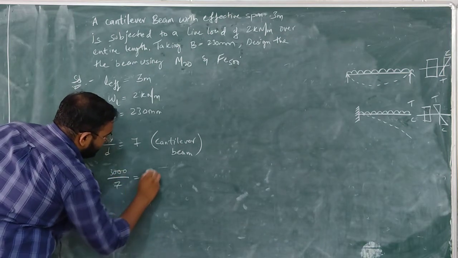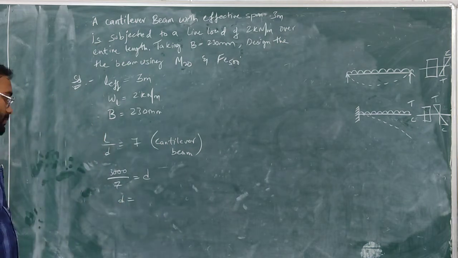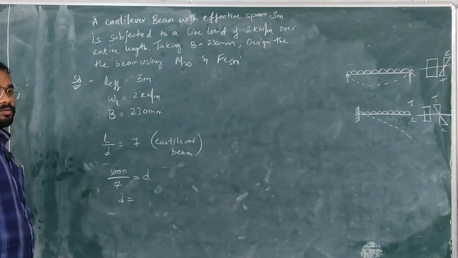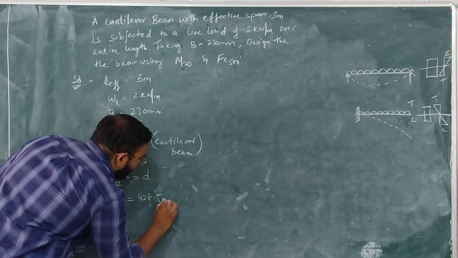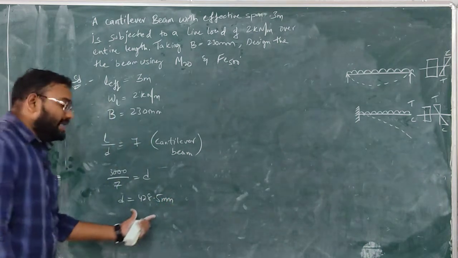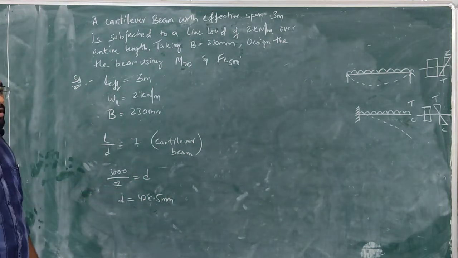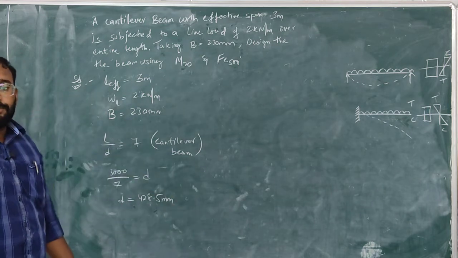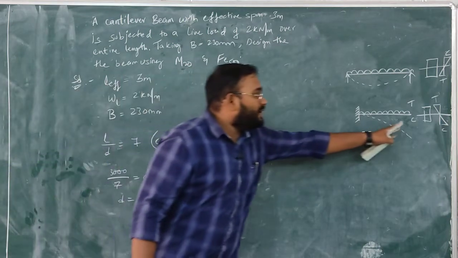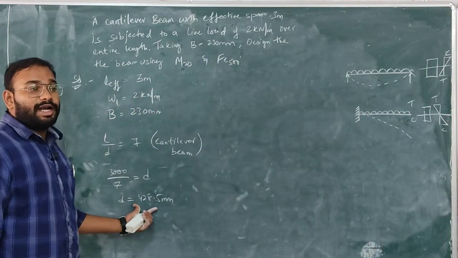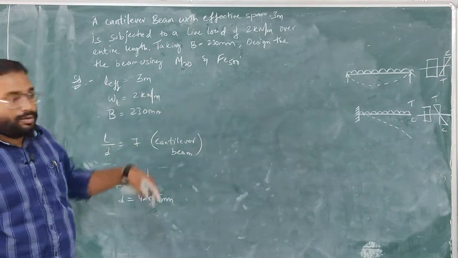3000 divided by 7 is equal to D. Tell me what D is equal to? 428.57 mm. It means you require at least this much depth. In the previous problem, for the 6 meter cantilever beam, the minimum depth required was 300. Now when you don't have any support here, more depth is required to make the beam safe. Since there is no support there, the beam will bend in this manner, so you require more depth here.